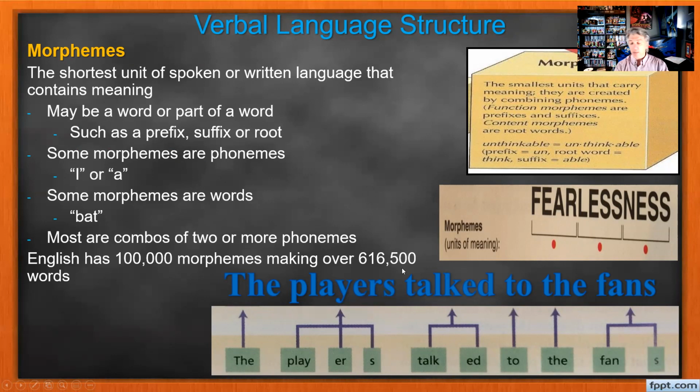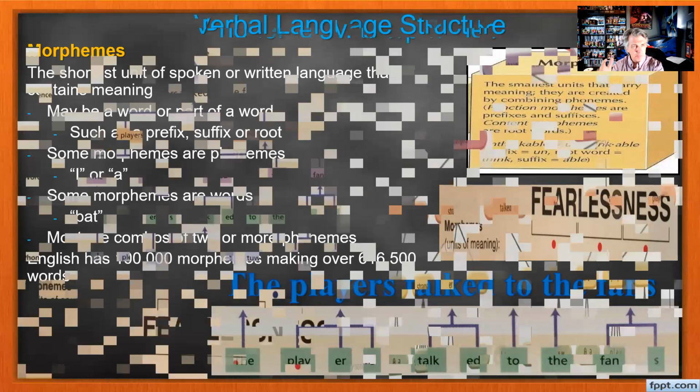Talked versus talking. Hey, speaking of your own words, what the hell does talking mean? Yeah, I know, me and this girl, we're talking. I don't even know. So you've got your own little sort of morphemes and meanings that you got going on. Syntax, I guess it would be more of that. And English has 100,000 morphemes, which make over 616,000 words in some of these sort of combinations.